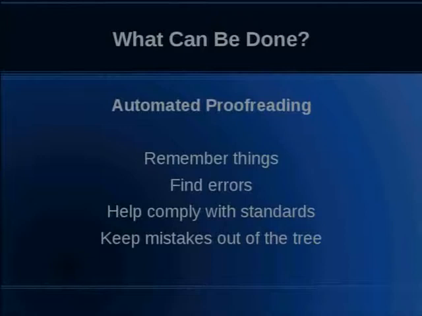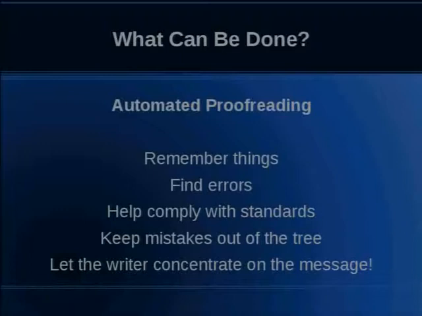We can also use this to help keep mistakes out of the tree. Database people will tell you it's far easier to keep mistakes out by input checking than to try and find them afterwards. And that goes back to the entropy example. Noise and errors accumulate, and it becomes such an ugly job to fix those that it doesn't get done. So if we keep them out in the first place, we avoid that. And the end result of all this is we can let the writer concentrate on the message. That's what we want. We want the human to do the hard work of telling you what this program does or how to use this feature.